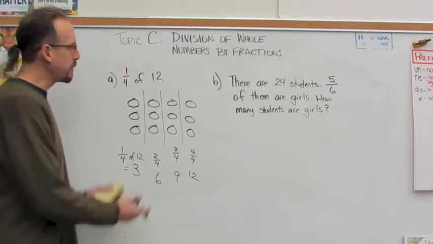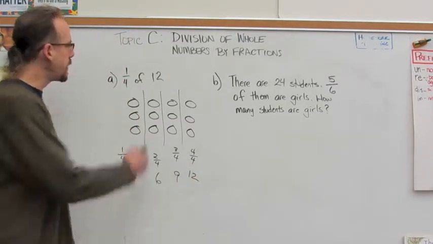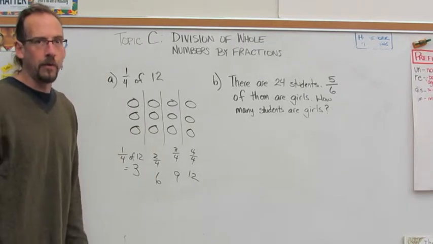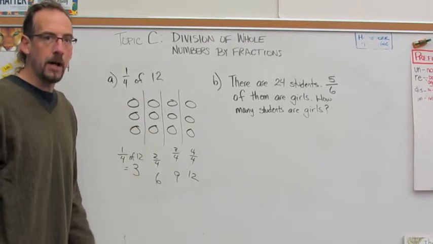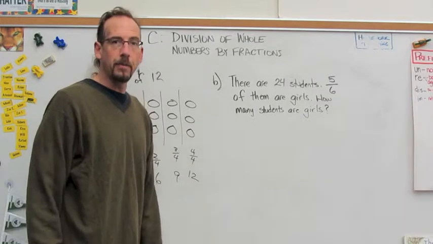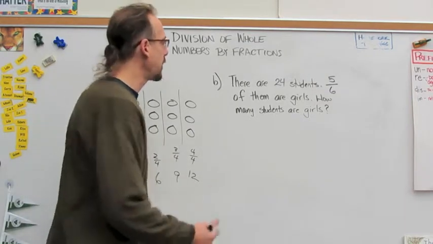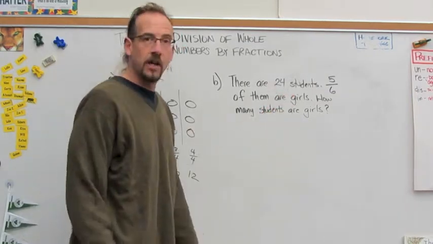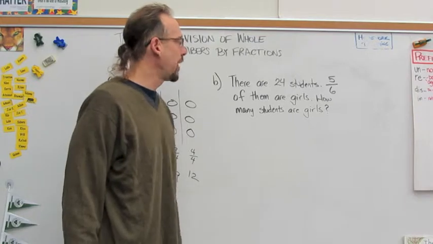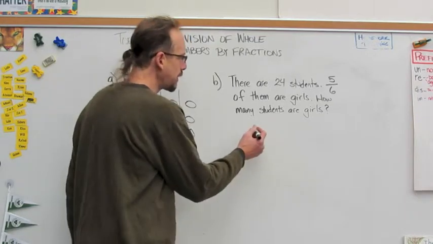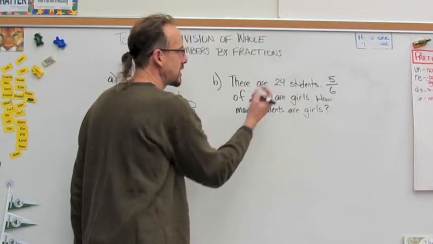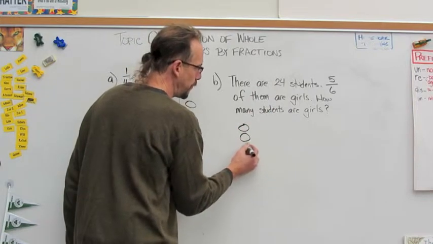So we're going to be helping them see what this means when we're asking them to figure out what 1/4 of 12 is using this kind of set model. And then we'll move on to problem solving using that same kind of set model. There's 24 students, 5/6 of them are girls. How many students are girls? Again, I'm going to use that set model. The 6 is going to tell me to make them in groups of 4.